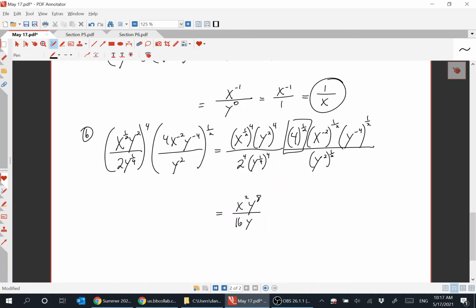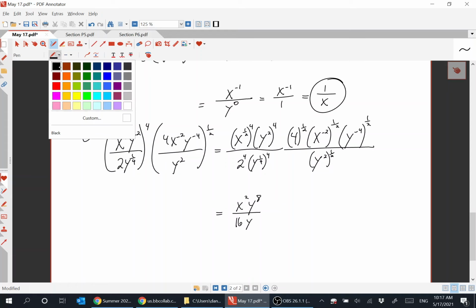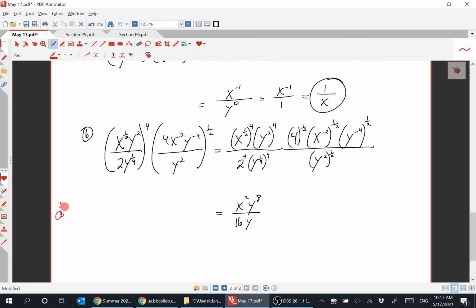What's 4 to the 1/2 mean? Square root, right? A to the 1/2 is just the square root of A. So 4 to the 1/2, that's square root of 4, so it's 2. X to the negative 2 times 1/2 is negative 1. Y to the minus 4 times 1/2 is y to the minus 2. And then this is just y.